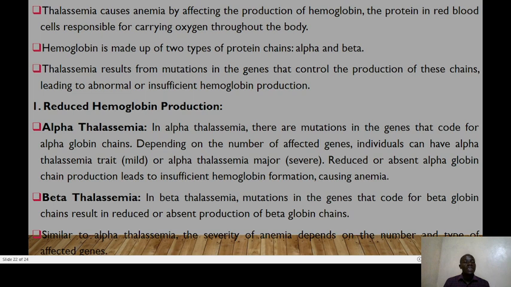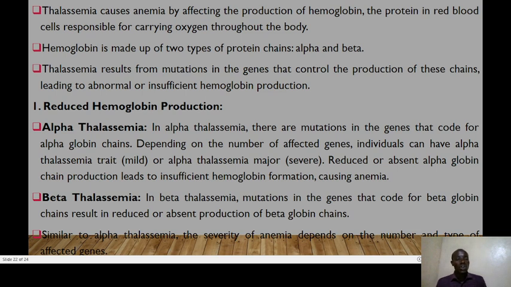So, the thalassemias are our last conditions, and these ones cause anemia. And what type of anemia does it cause? Yes, microcytic anemia. Okay, remember TICK: thalassemia, iron deficiency, and chronic diseases.